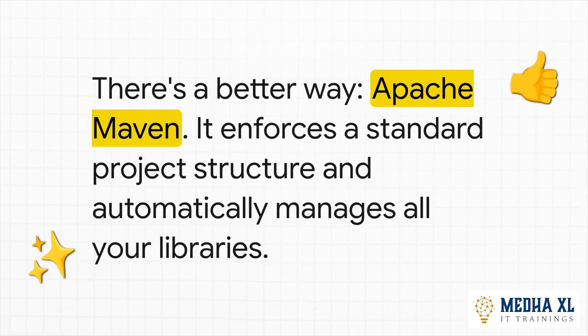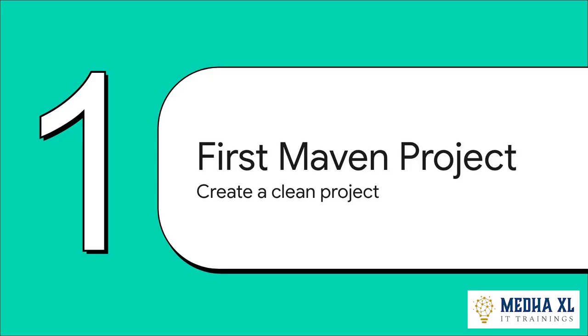Meet Apache Maven. This is the tool that the pros use to solve these exact problems. It brings order to the chaos by giving you a standard project layout and totally automating your library management. And the best part is, it's actually incredibly easy to get started. So let's do it. Let's create a brand new, perfectly clean project right now.